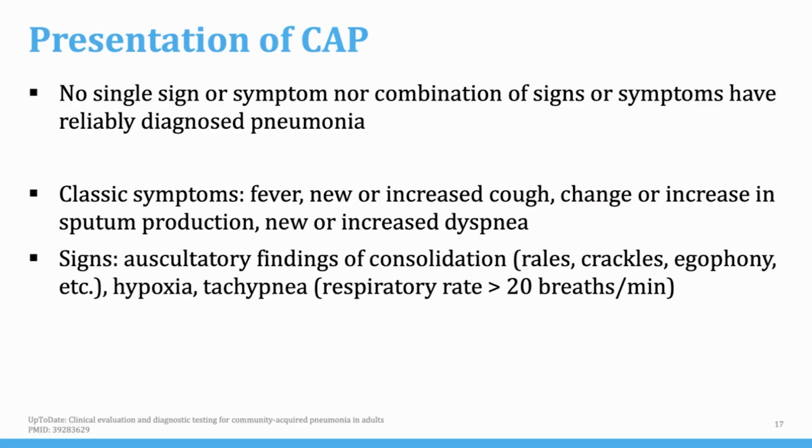And the signs to look for on exam and on vitals are auscultatory findings of consolidation, such as rales, crackles, egophony, as well as hypoxia and tachypnea, defined as a respiratory rate of at least 20 breaths per minute.